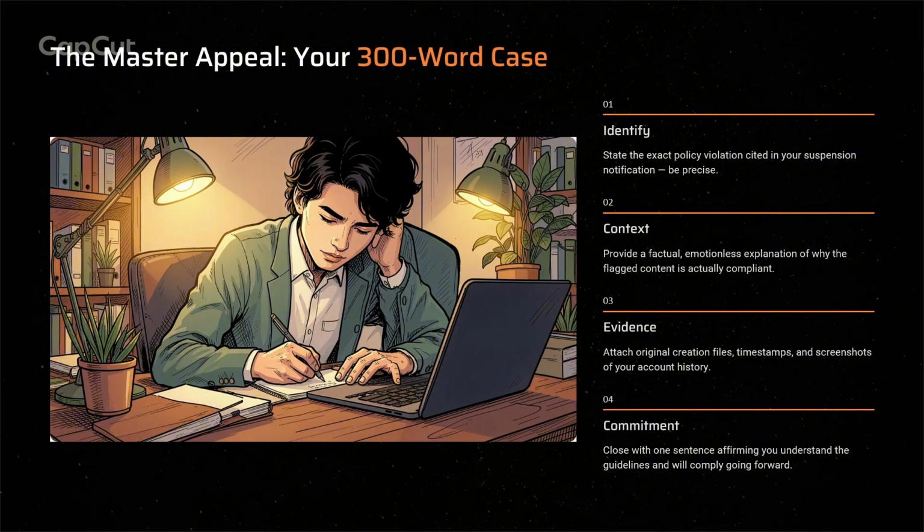The master appeal, your 300-word case. Identify: state the exact policy violated, cited in your suspension notification. Be precise. Context: keep it private. Provide a factual, emotionless explanation of why the flagged content is actually compliant. Evidence: attach original creation files, timestamps, and screenshots of your account history. Commitment: close with one sentence affirming you understand the guidelines and will comply going forward.